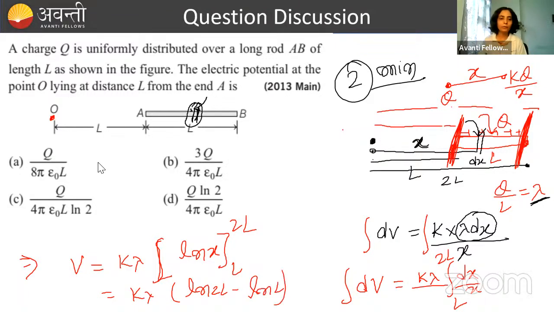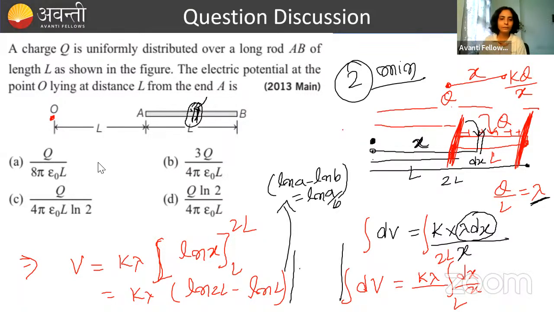You all know the formula that ln A minus ln B is equal to ln A by B. So let's use this formula and write the answer. What will you write? K lambda ln of 2L by L, that is, ln 2. So the answer will be K lambda ln 2.